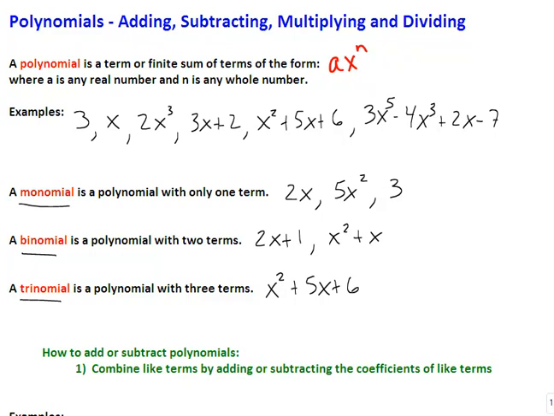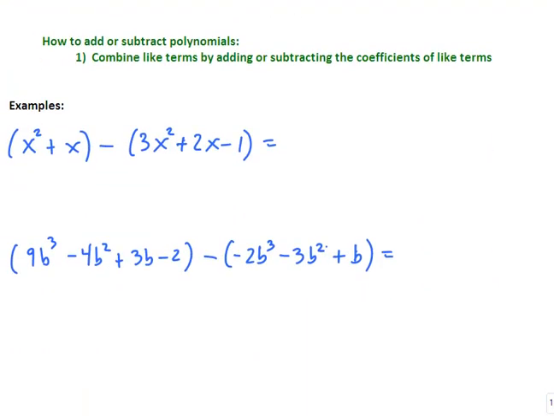The first thing that we're going to do with our polynomials is talk about how you add and subtract them. And this is very simple. Basically, you're going to add and subtract polynomials by combining their like terms. And when you combine like terms, you add or subtract just the coefficients, and you leave the variable part the same. So for example, if I have x squared plus x in parentheses minus 3x squared plus 2x minus 1, I want to subtract these two polynomials, but first I need to distribute my negative across the parentheses so that I can eliminate all parentheses.